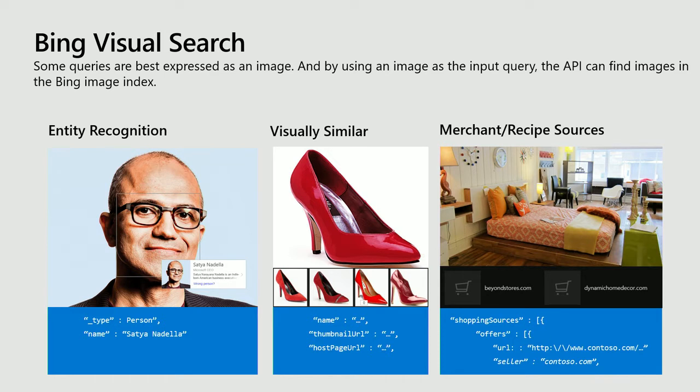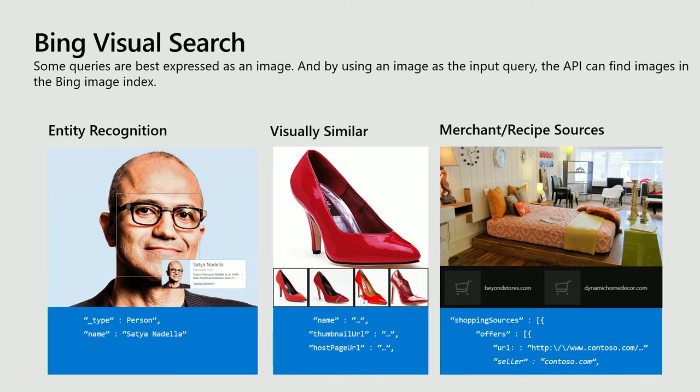Our visual search provides additional features on top of that, including entity recognition, being able to find, of course, visually similar things. You can see the red shoe here is being found across multiple things. And we can also tell you things about whether or not the image came from a merchant. And here's kind of an interesting one. If it's a food image, we can tell you if there's an associated recipe on the page as well. We love our food at Bing.